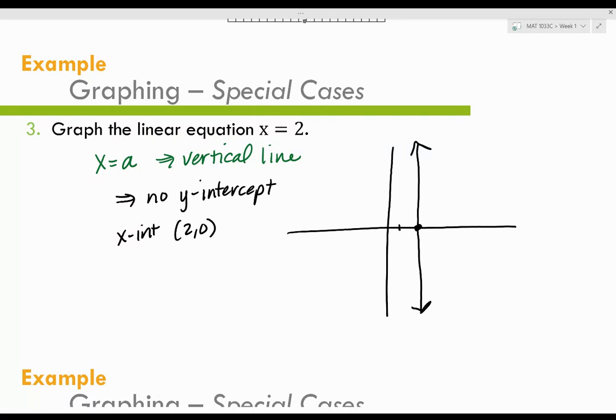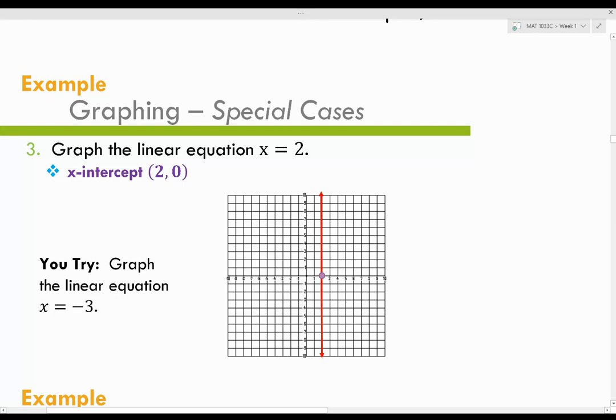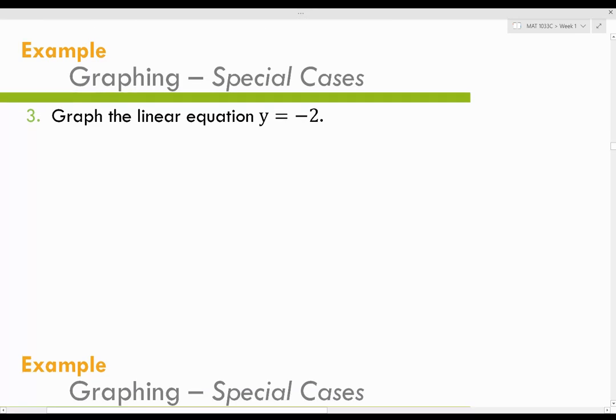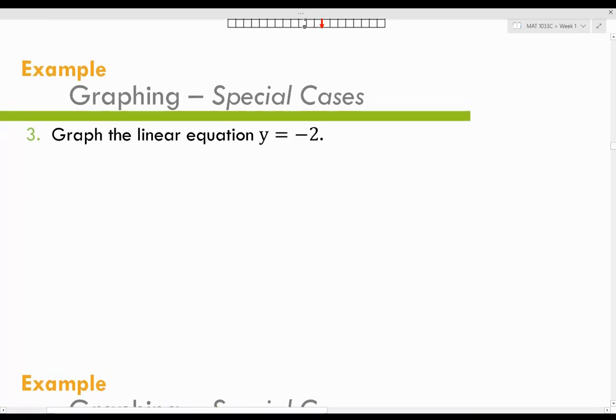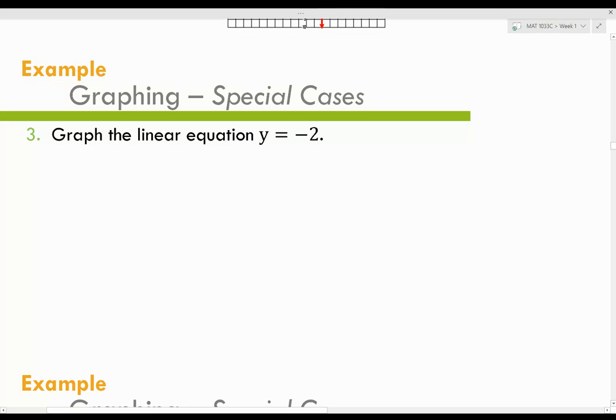Okay, now let's look at another problem. If you want to try this one, graph x equals -3. See if you can do that one and see where it's going to turn out to be. Okay, now let's look at this case. Now this is also a special case of a line. This is y equals -2. So you'll notice in this equation, we don't have an x in this one. So anytime you have y equals some number, I'll call it b this time, this is going to be a horizontal line.